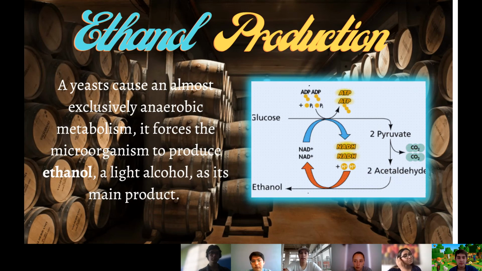And we have ethanol production. Yeast causes an almost exclusively anaerobic metabolism. It forces the microorganism to produce ethanol, a light alcohol, as its main product. Ethanol is mainly used for the production of wine, as we can see in the photo, and other fermented drinks. Here in Mexico, we have tepache and tejuino. So this is what ethanol is used for.